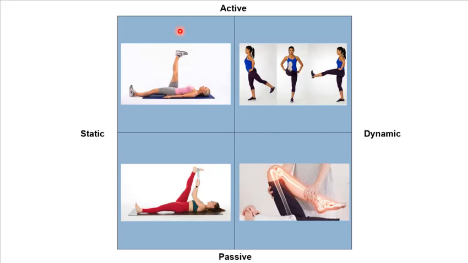You have active static, so you're getting to a position and holding. This would be like an isometric or a positional hold. You can be stretching the same aspect, the leg's coming up, but instead of the leg being forced into that position, you are generating that through the muscles surrounding that joint. So those are your four quadrants.